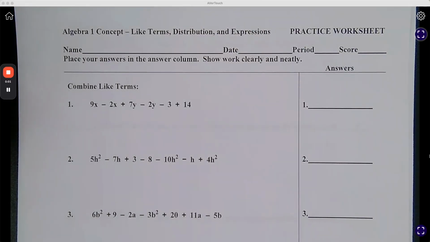Woo! All right, here we go. So today I'm going to talk about combining like terms, distribution, and dealing with expressions.